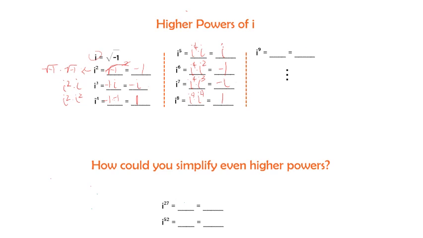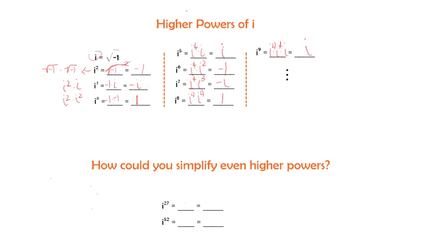You can probably guess I to the ninth is going to just be I. This would be I to the fourth times I to the fourth times I. Okay, 1 times 1 times I. We can do this with even higher powers.